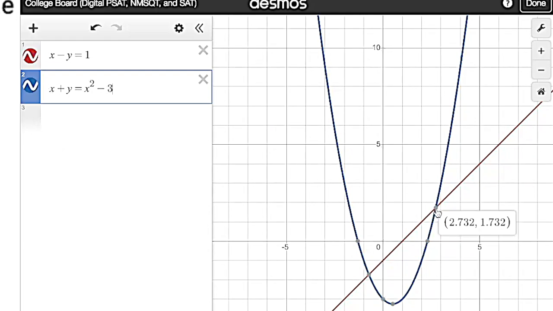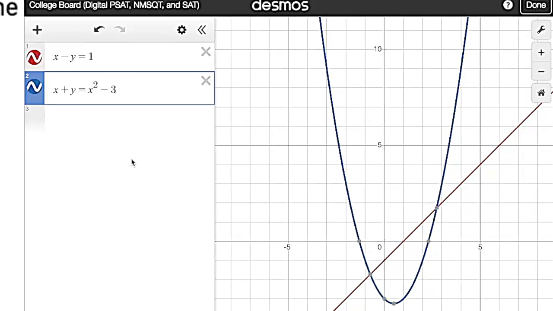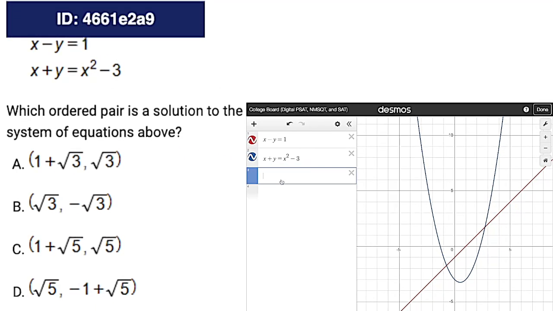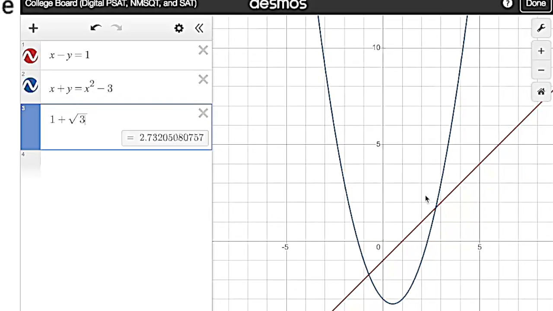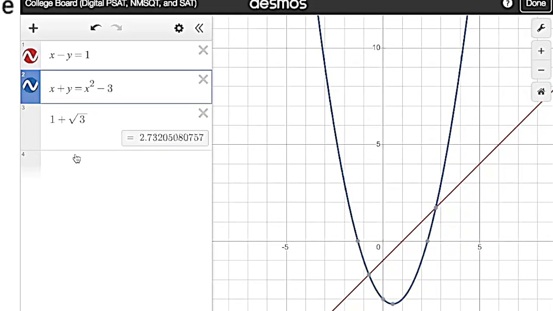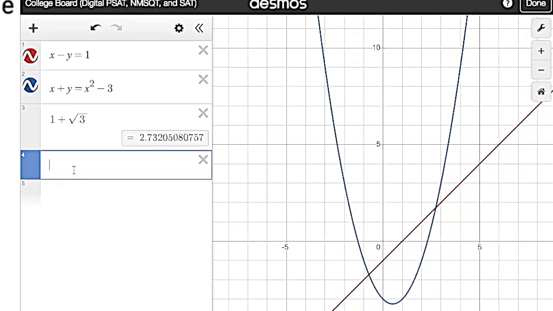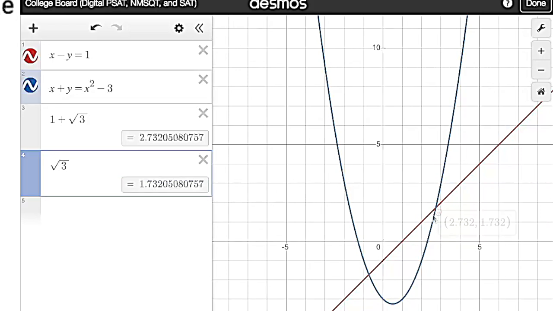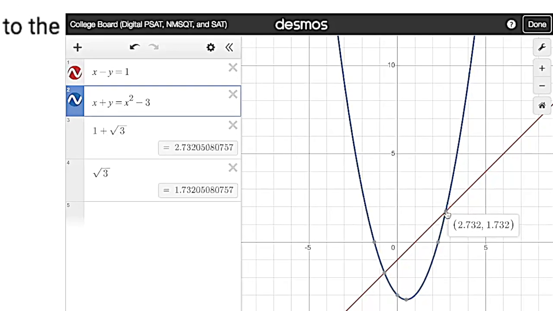So if we look at this one, we've got 2.732, 1.732. And from here, it's as simple as plugging in our answers to see what they look like in decimal form. So A, we've got 1 plus square root of 3. And by the way, I typed in SQRT, a little shortcut for you. And by golly, that's 2.732. Okay, well, what about the square root of 3 by itself? That's 1.732. So, luckily it was A, so we got our answer.